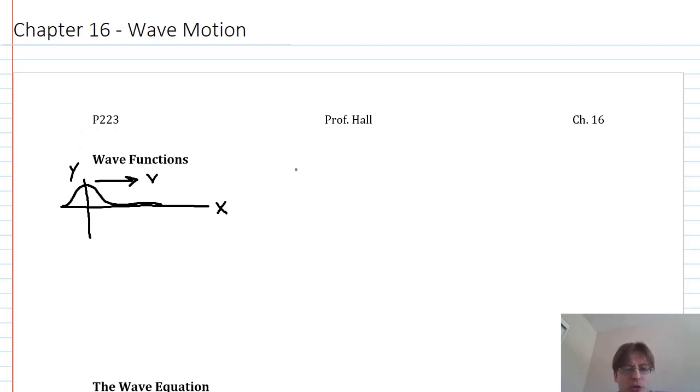So this is just a snapshot at t equals 0. So what I've drawn here is just y. It's a function of x, but I've set t equal to 0. What I'd like to know is, if I know the shape at t equals 0, I also know the shape at any time. It's just that it moves forwards along the x-axis. So how do I describe that?